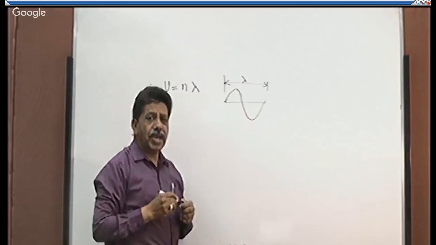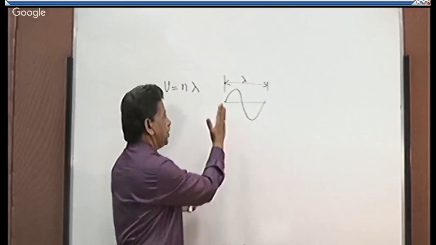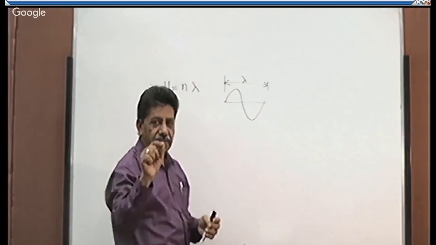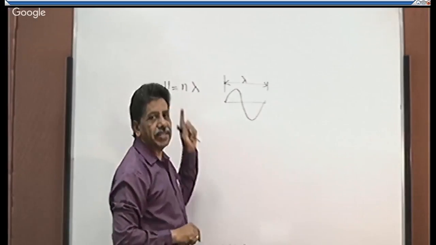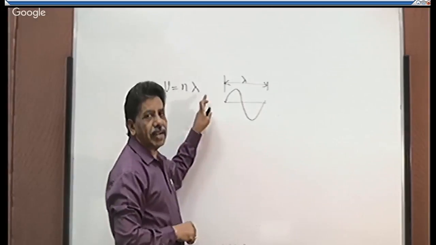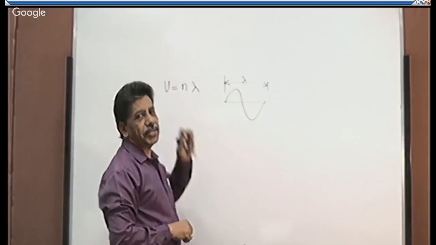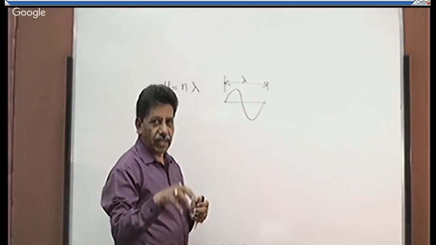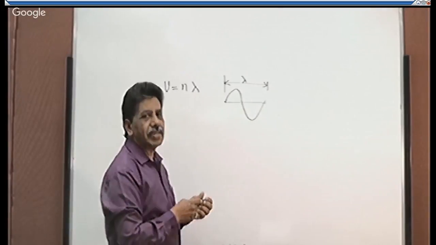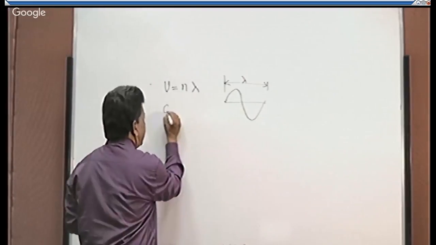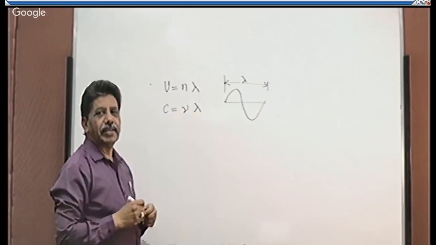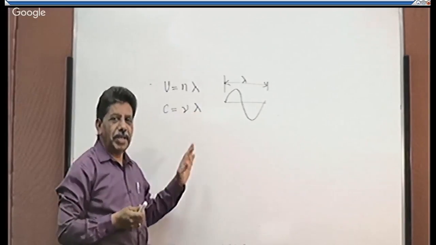And how many waves are formed in 1 second? Or if you just stand at one point and count the number of waves that are crossed in 1 second, that gives you the frequency, number of cycles completed in 1 second. And the product of frequency and wavelength gives you the velocity of the wave. Now, in this particular topic, electromagnetic radiation, we use the symbols C is equal to nu lambda. Only the letters are changed, but the meaning is one and the same.